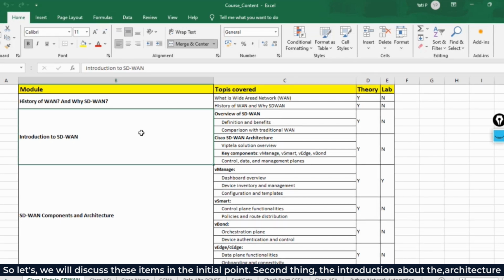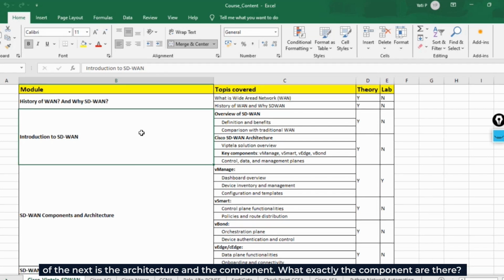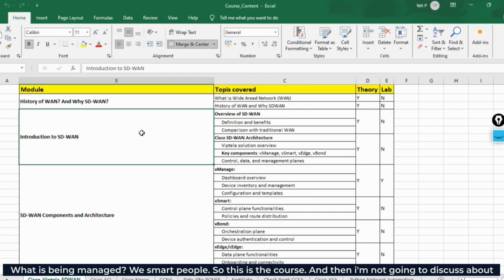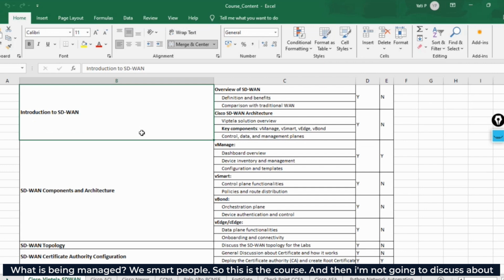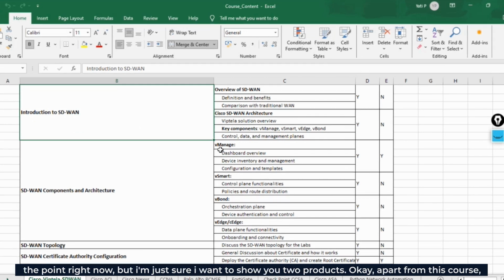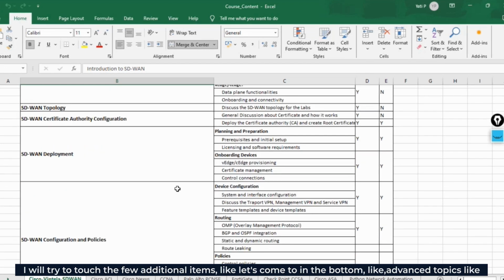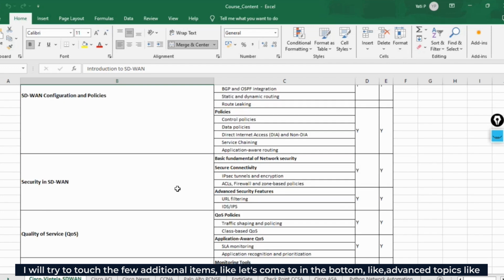Second, the introduction to the architecture and the components. What exactly are the components? What are vManage, vSmart, and vBonds? So this is the course content. I'm not going to discuss the points right now, but I just want to show you what SD-WAN actually covers. Apart from this course, I will try to touch a few additional items.